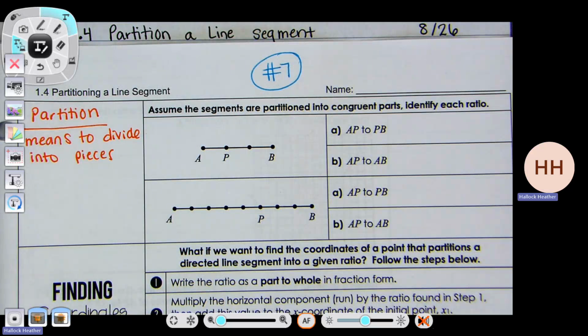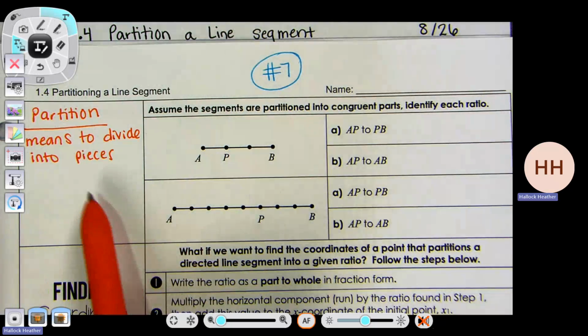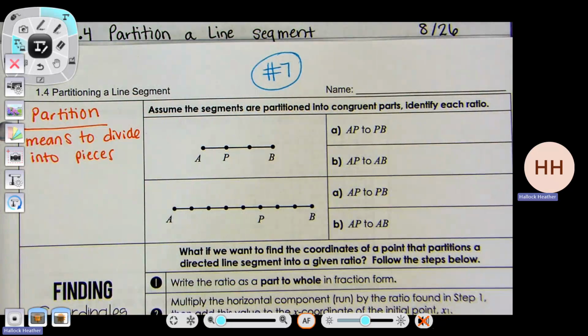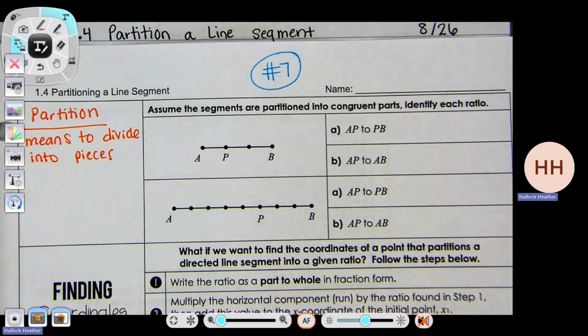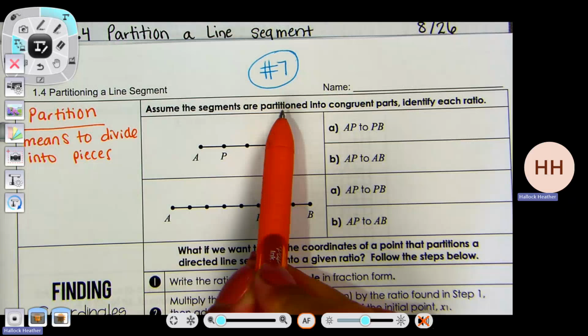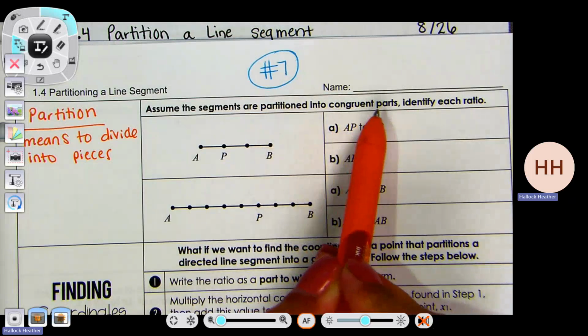Are you sure? Okay. So partition means to divide something into pieces. So when I say we're partitioning, that means we're figuring out where 3/4 of the way, that coordinate point, is going to lie on the line. So the first thing that we're going to do is assume that the segments are partitioned into congruent parts.